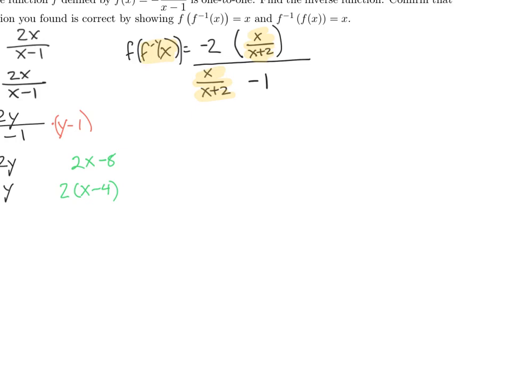Let's see, for my numerator, first thing I'm going to do is distribute the negative 2. Now, I'm not going to distribute the negative 2 to both parts of the fraction here. I'm only going to distribute it to the x, because remember, you can think of this negative 2 like a negative 2 over 1, because we can take any constant, put it over a 1, and we're just multiplying straight across. So this becomes negative 2x over x plus 2. Okay, so that's our numerator. We simplified that. And now we need to simplify the denominator.